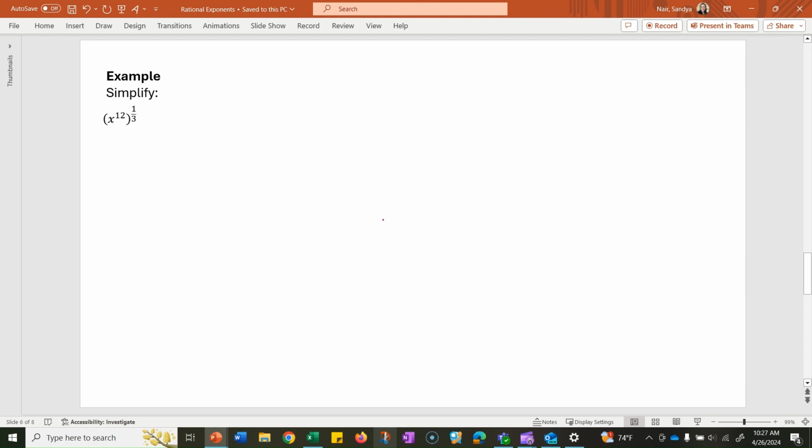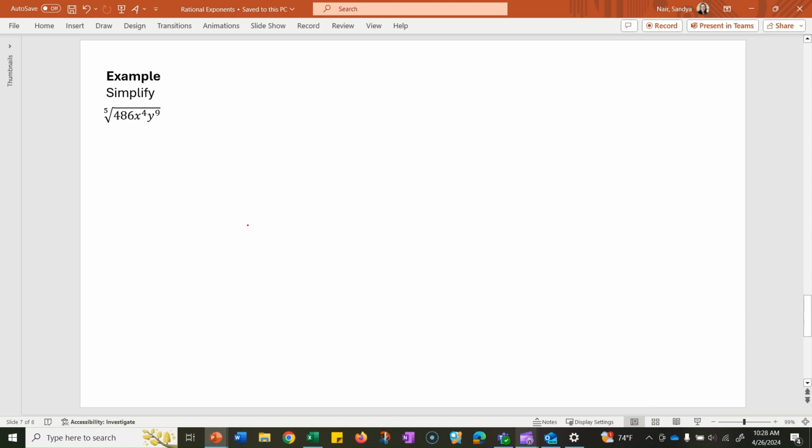Let's try simplifying this. Here you can see we have a power raised to another power. So we're going to do 12 times 1/3. Remember, that's just multiplying fractions, right? So we can reduce this. This will become 1 and this will become 4. When we multiply this, we're going to get 4 over 1, which is equal to just 4. So this is all going to reduce to x to the fourth.